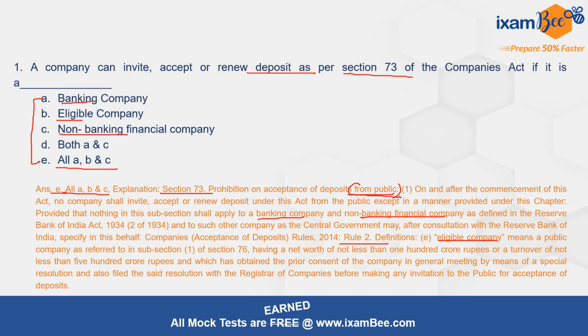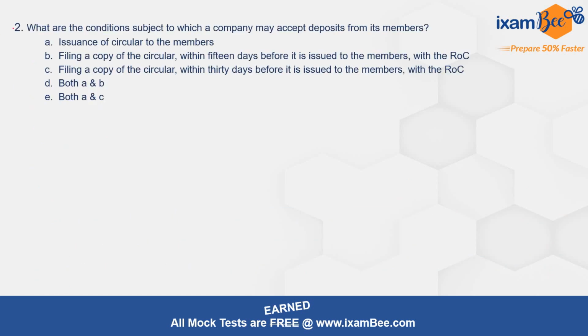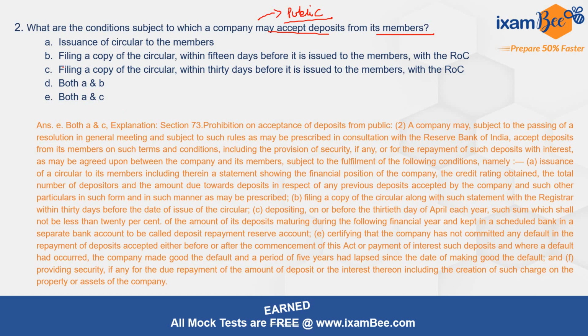Now moving on to our very next question, that is, what are the conditions subject to which a company may accept deposits from its members? So there is a prohibition that the companies cannot go ahead and accept deposits from whom? From the public, except certain companies which we saw in the previous question. However, subject to certain conditions, the company can go ahead and accept deposits from the members, and so you have to choose the correct option with respect to this particular question, that is, what are the conditions which are applicable, and the correct option is E, both A and C.